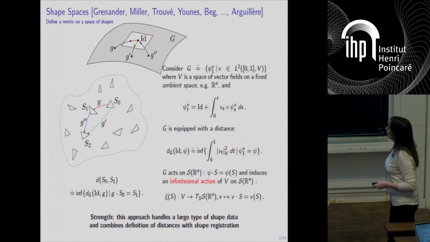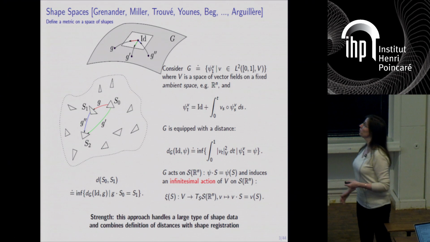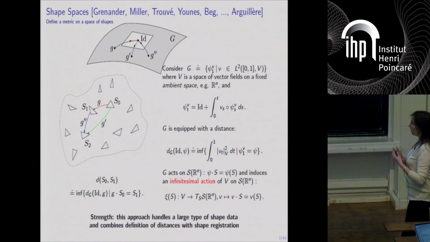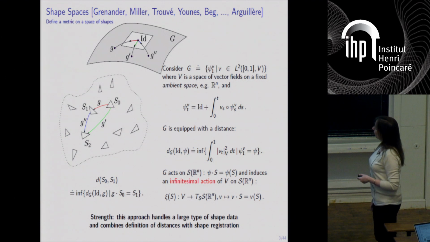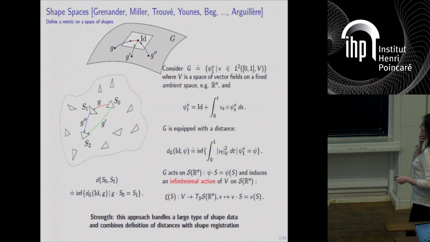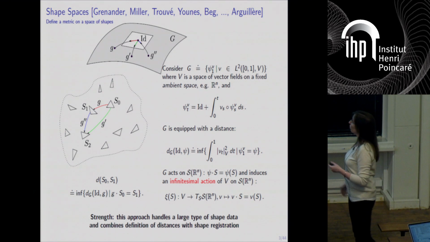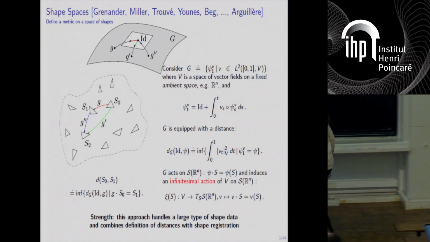And so this approach allows to handle a large type of data because you just have to assume that your data are homogeneous under an action of a group once they are all embedded in a fixed ambient space. So you can manipulate curves, surface, cloud points, and a lot of other objects. And also the strength of this approach is that it combines the definition of a distance between shape with shape registration. So to compute the distance, you have to align your shape. And also, when you register your shape, you actually computed a continuous path in your space of shapes from the source to the target.